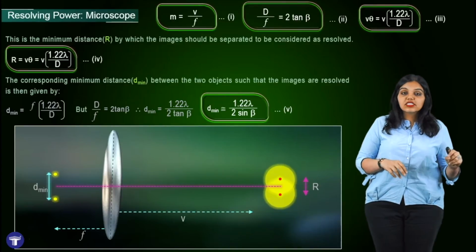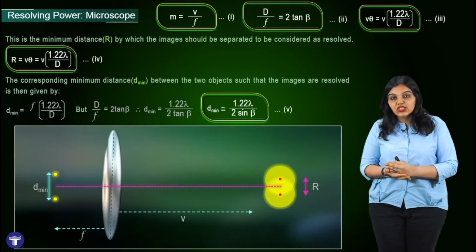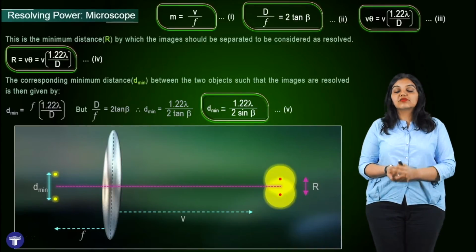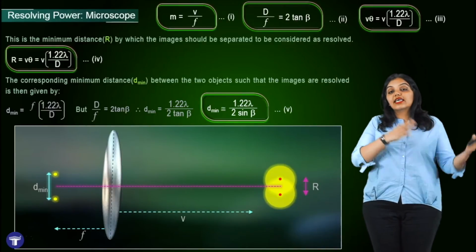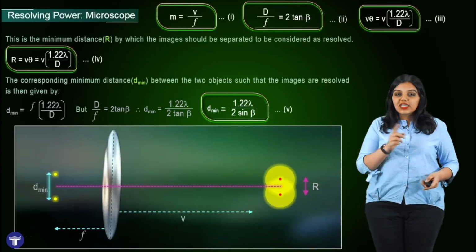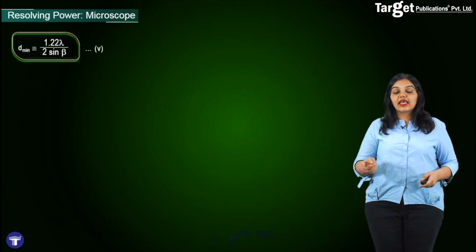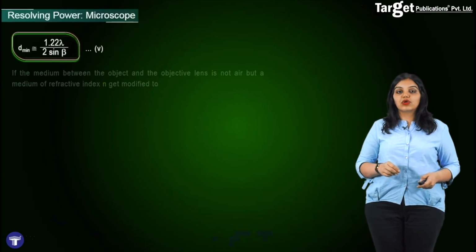So r was the minimum distance between the two images such that they appear separated, and d min is the minimum distance between the two objects such that their images appear resolved. So this is the distance between the two objects that should be maintained such that we get a clear resolved picture of their two images.